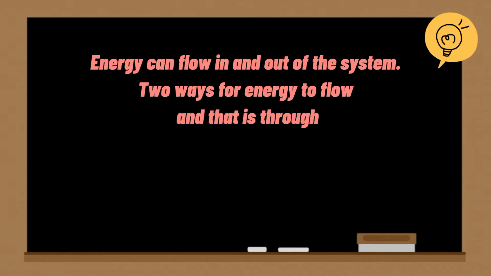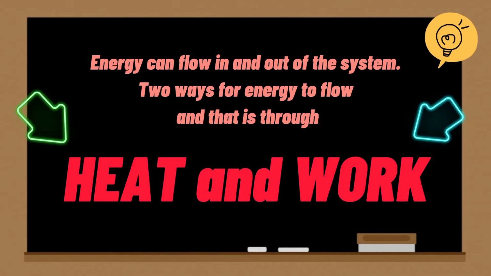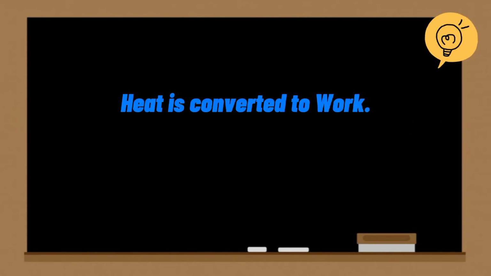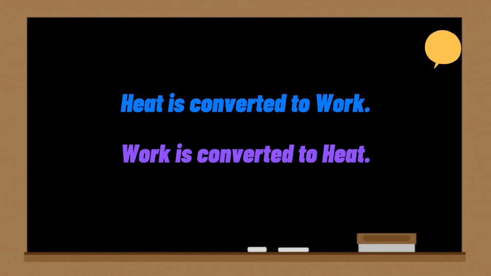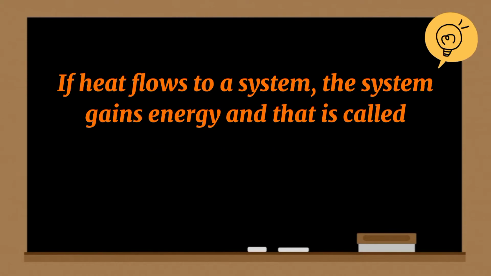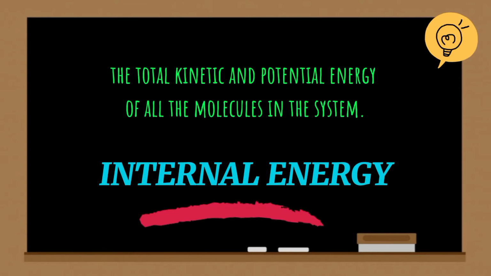Energy can flow in and out of the system. There are two ways for energy to flow, and that is through heat and work. Heat is converted to work, and work is converted to heat. If heat flows to a system, the system gains energy, and that is called internal energy. Internal energy is the total kinetic and potential energy of all the molecules in the system.